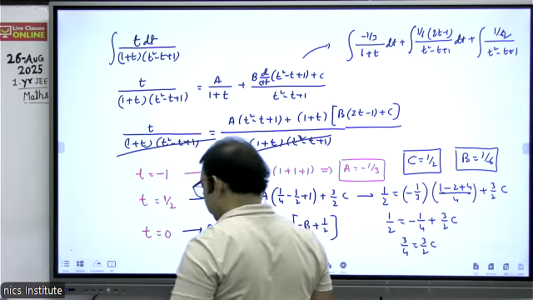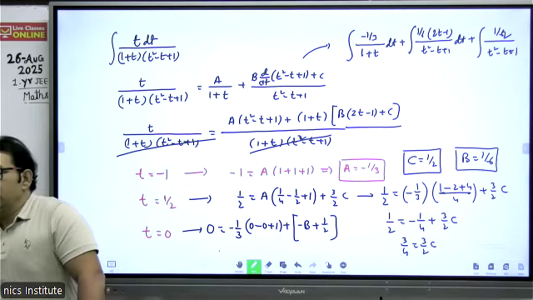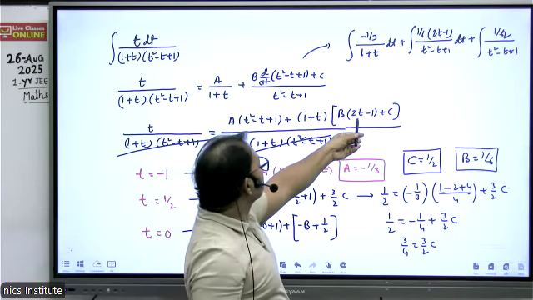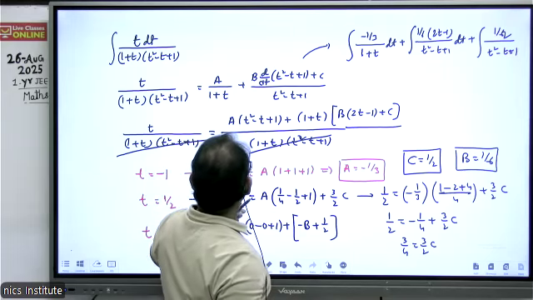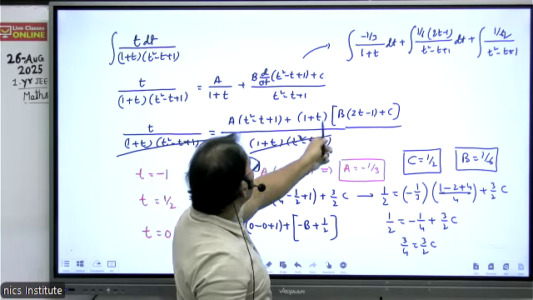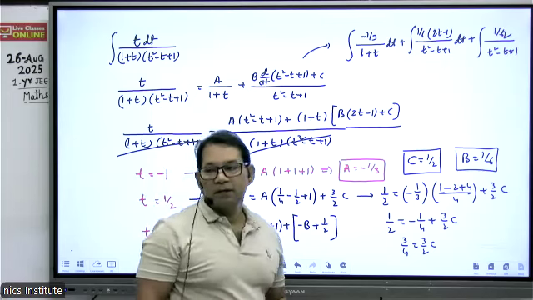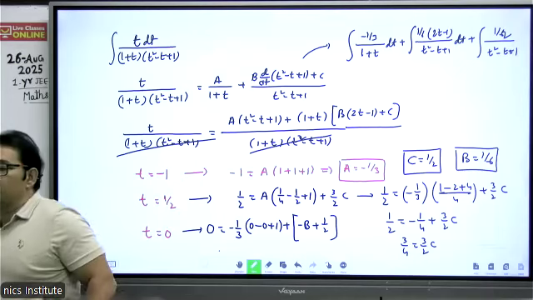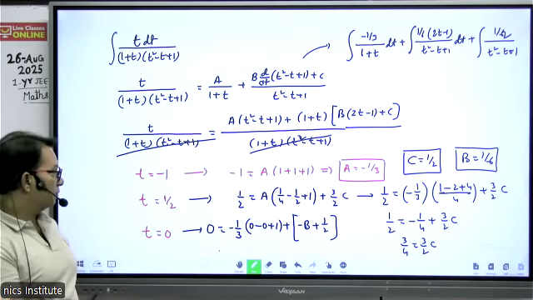A is minus 1 by 3. And then t is equal to half. Why half? Because this will become 0. So 1 by 4 minus 1 by 2 plus 1. This has become 0. This is 3 by 2 into C. Okay, so I've taken B into differential of the quadratic. I'm not taking bx plus c because it's very long. Okay.